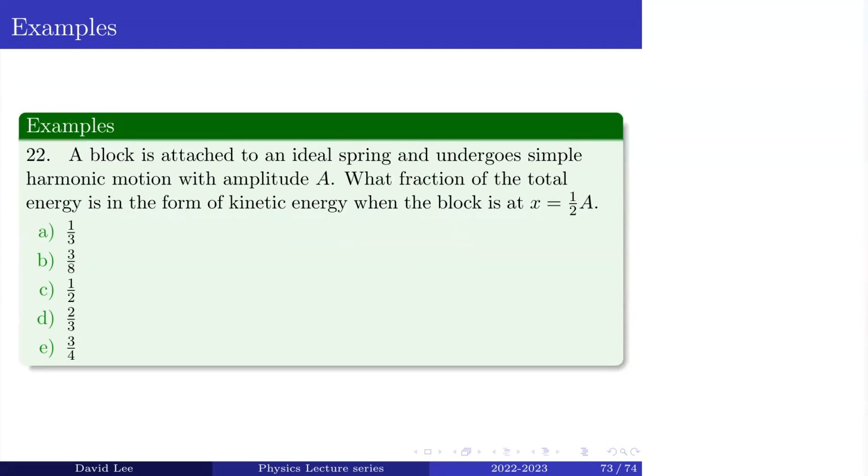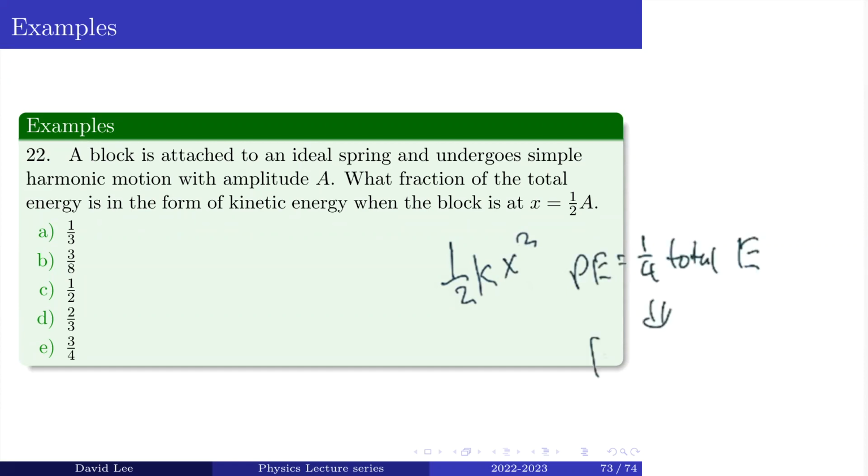And one last question, it's a bit calculation intensive, but yeah. To do this, it's easier to think in terms of the potential energy, which is 1/2 kx squared. So yeah, since x is 1/2, the potential energy is 1/4 of total energy, which means that the kinetic energy must be 3/4 of the total energy.